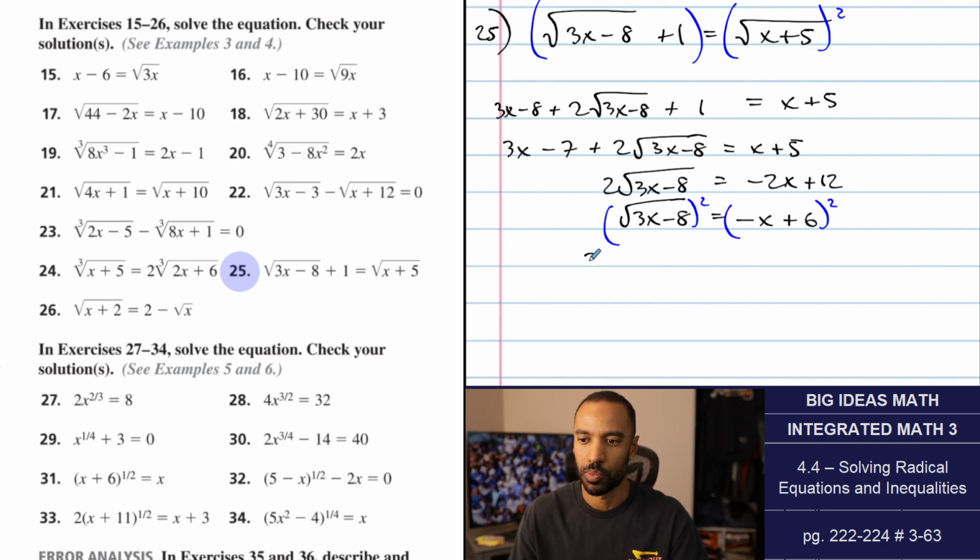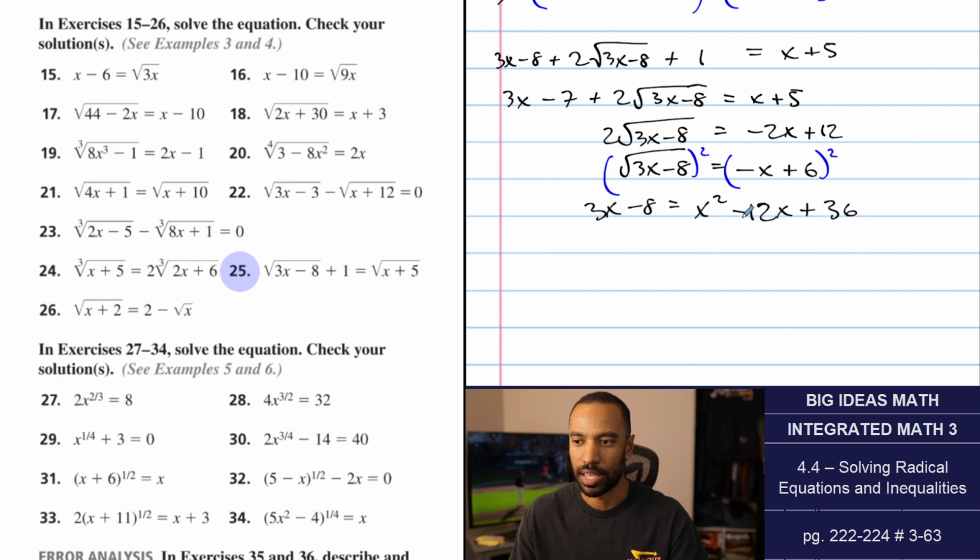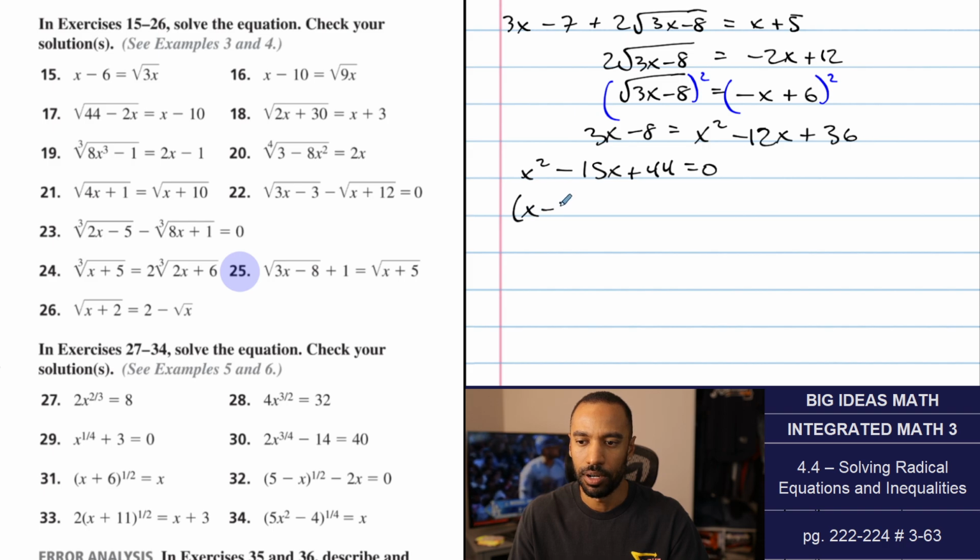So let's square both sides now. And this just becomes 3x minus 8. Awesome. This becomes a perfect square trinomial: a squared plus 2ab. The x is negative, so we're going to get negative 12x, plus b squared, like that. And let's solve this quadratic. Subtract 3x from both sides, add 8 to both sides. We get x squared minus 15x plus 44 equals 0. Negative 11 and negative 4 will be your two guys here, and we get x equals 11 and x equals 4.